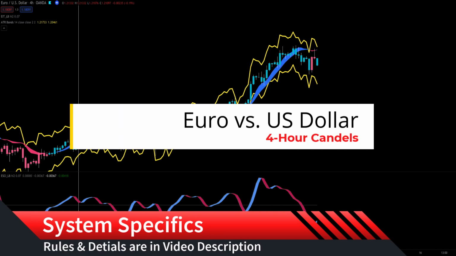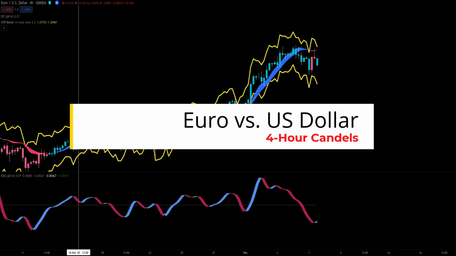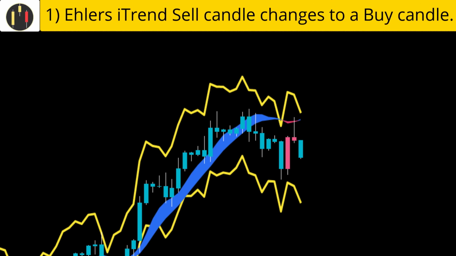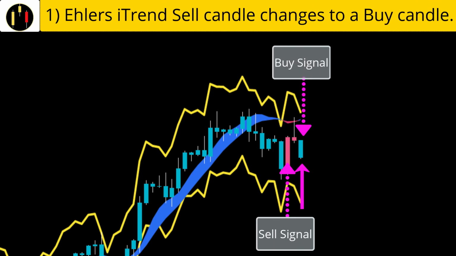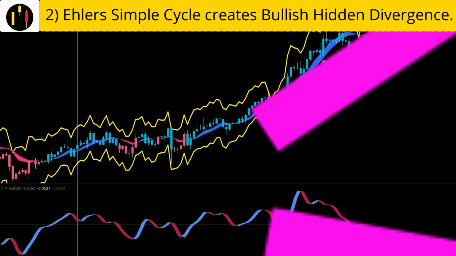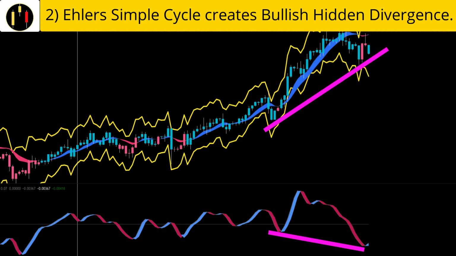This chart is Euro versus the US dollar 4-hour candles. The rules to enter long on Ehlers Trend Cycle are: first, the Ehlers Instantaneous Trend sell signal must change to a buy. That is represented by a candle change from red to blue. Second, the Ehlers Simple Cycle must produce hidden bullish divergence.